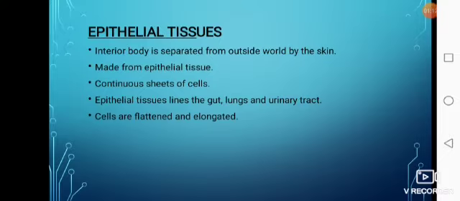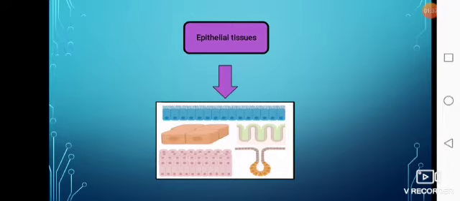Epithelial tissue, the interior of the body, is physically separated from the outer side world by the skin. And epithelial tissue also lines the gut, lungs and urinary tract. The skin is also made up of epithelial tissue, which is in the form of continuous sheets of cells. Structurally, these cells are flattened and elongated, as we can see in the image.